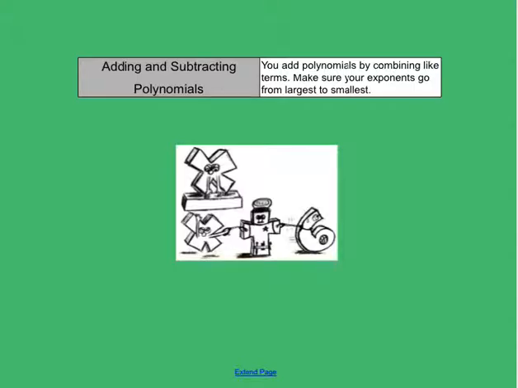So let's go ahead and take a look at a couple of these things. When we're talking about adding and subtracting polynomials, you add polynomials by combining like terms. But like terms, remember, mean you have to have the same exponent. So you add them together by like terms. And you want to make sure that your exponents are going from largest to smallest. Okay, that's what standard form is. So we're adding like terms. Basically, all we're doing today is putting things into standard form.